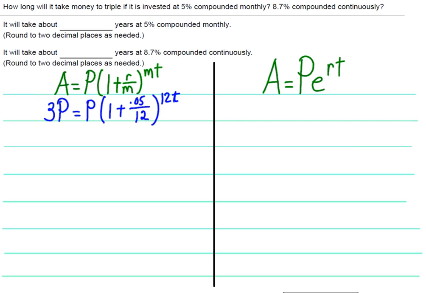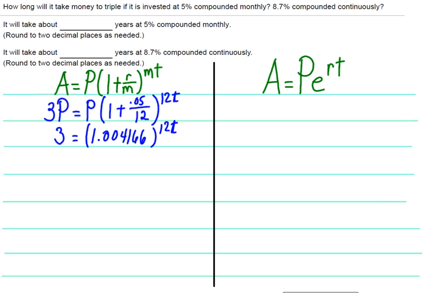If we isolate, move the P to the other side by dividing, we have 3 is equal to, and I'm going to go ahead and combine this and make 1.004166, and it goes on and on, to the 12t.